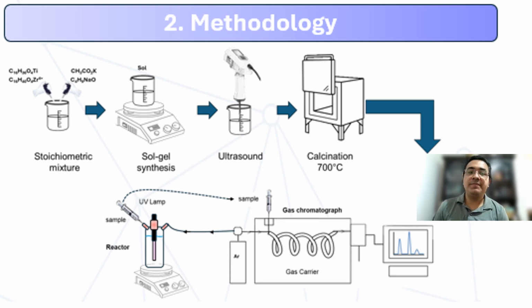In the methodology, stoichiometric calculations of precursors were performed, and the sol-gel solution was formed by stirring. Then it was passed to ultrasound for 2 hours for the formation of the gel. Then it was dried and calcined at 700 degrees Celsius to form our photocatalyst.